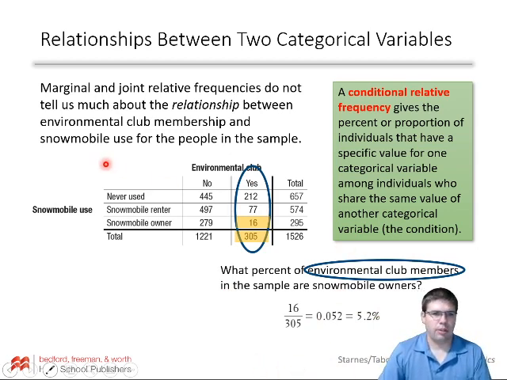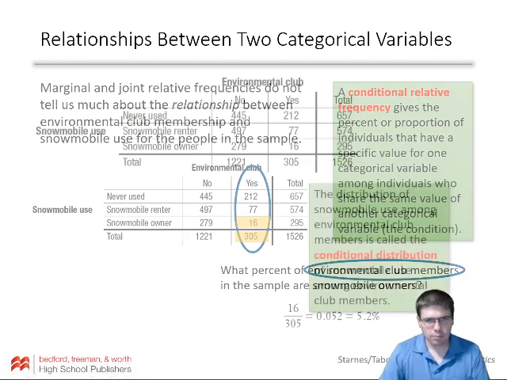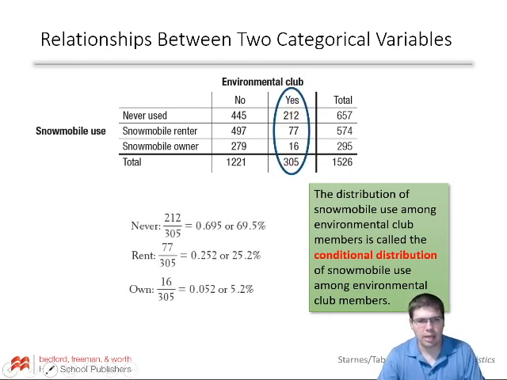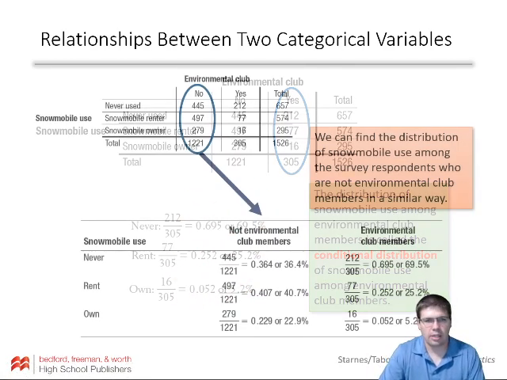And then we can look at the relationship for other things as well. The distribution of snowmobile users among the environmental club members is called the conditional distribution. So if we look at not just that one category, but the entire distribution, remember distribution is the values a variable takes and how frequently it takes those values. For those people who said yes, we're focusing in on them again, what percent said never used? That would be 212 out of 305, or 77 out of 305 for that category, 16 out of 305. And that in total gives us our entire distribution.